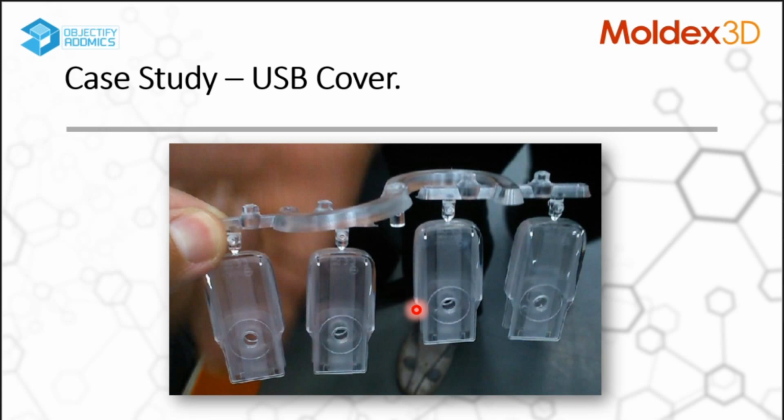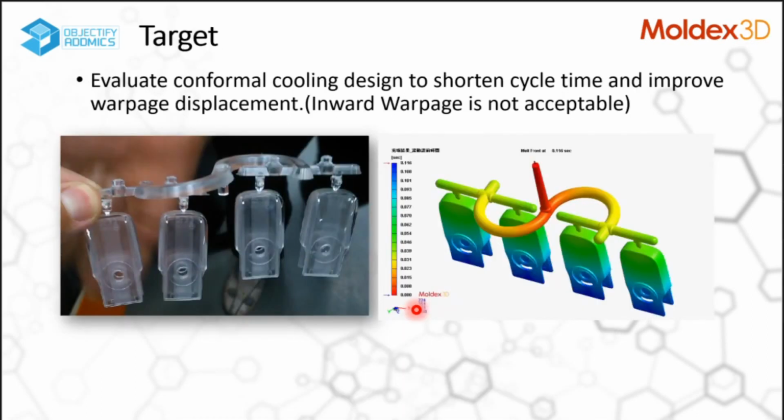I would like to show a quick case study done for a USB cover. It is a 4 cavity cold runner mold. This will give you a good understanding of how Moldex3D is useful. The target in this case was elimination of inward deformation of the part, which was creating issues while assembling the part. Apart from this, cycle time was on the higher side, and reduction of cycle time was another goal.